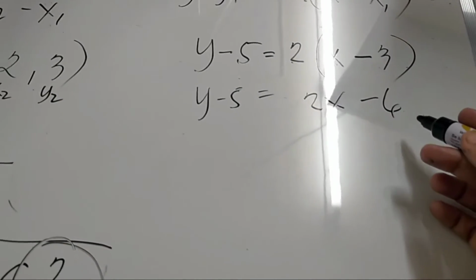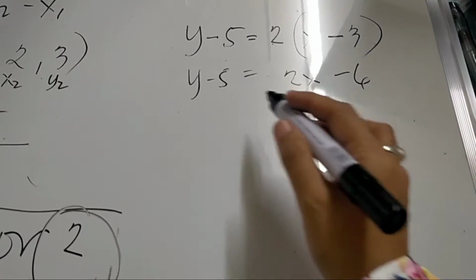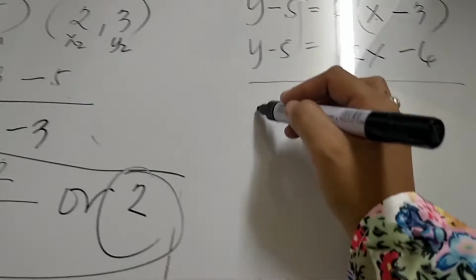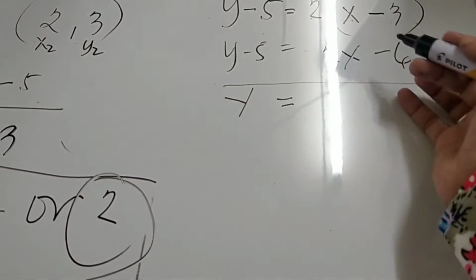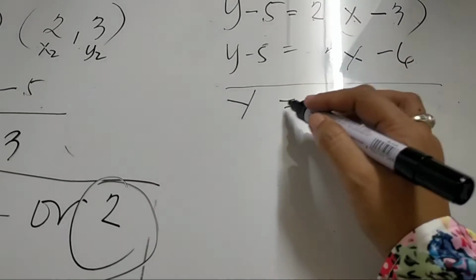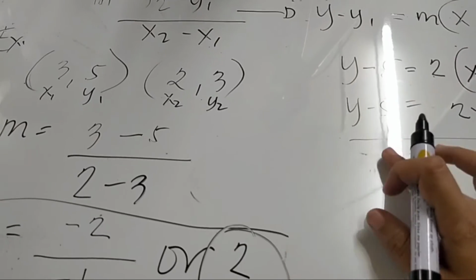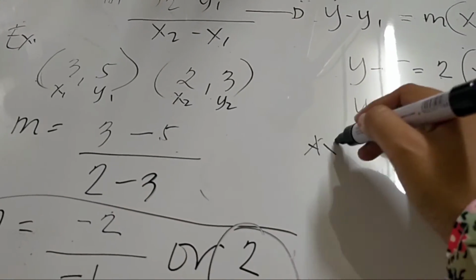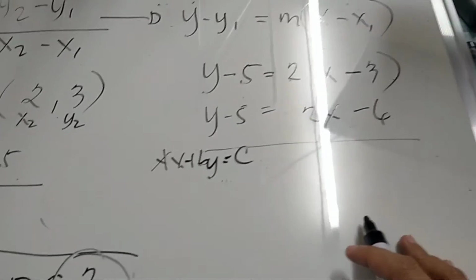Okay. After that, we have y minus 5 equals 2x minus 6. Dali ra kayo ani, class. Transpose na lang ta. Ako siyang i-erase, class. So, ang answer ani dapat nasa standard form nga ax plus by equals c.